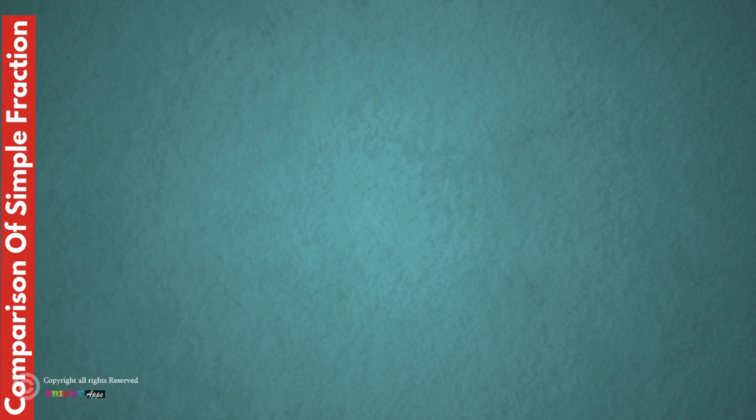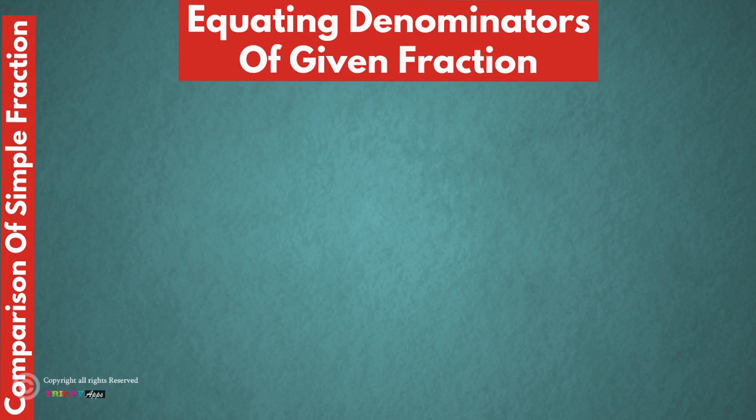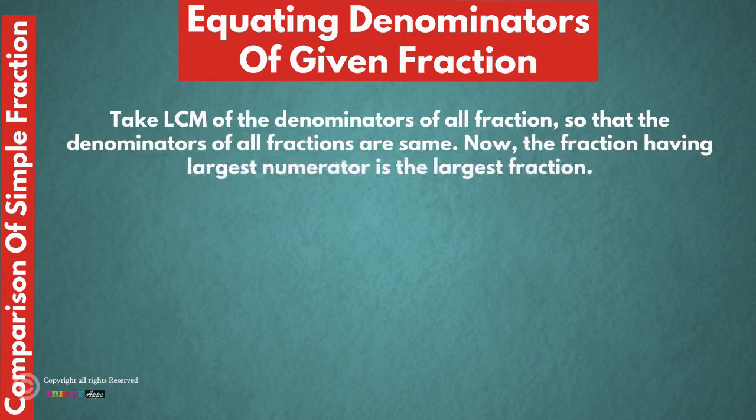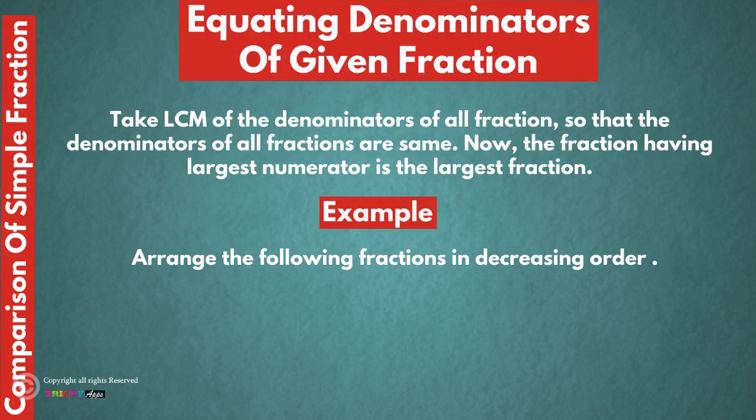The third method is by equating denominators of given fractions. Take the LCM of the denominators of all the fractions so that the denominators of all the fractions are the same. Now, the fraction having the largest numerator is the largest fraction. Let us see an example. Arrange the following fractions in decreasing order. The fractions are 5 by 2, 7 by 9 and 11 by 7.